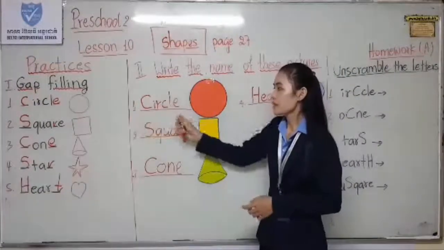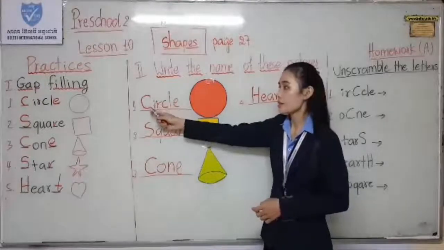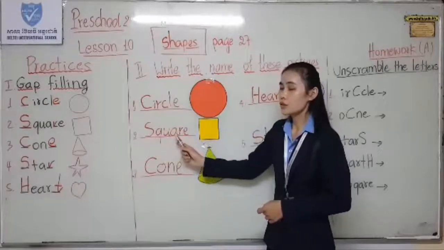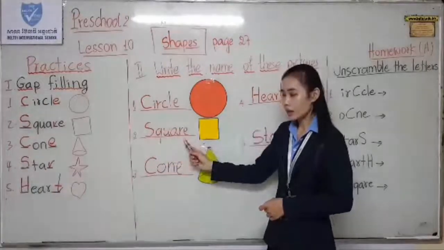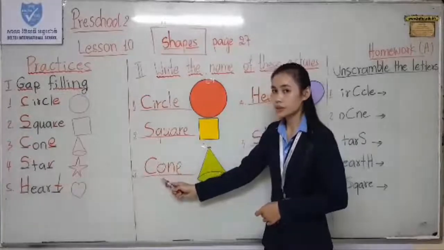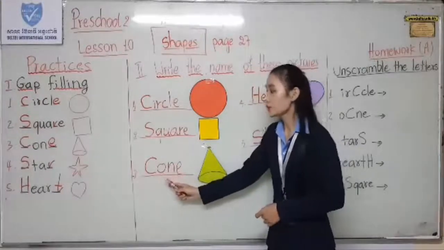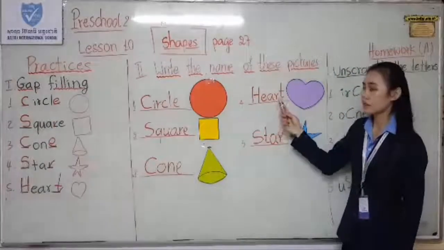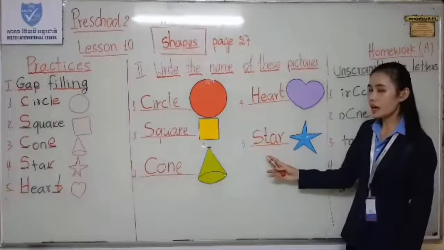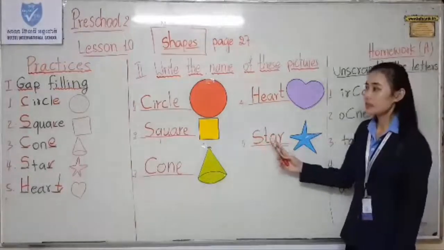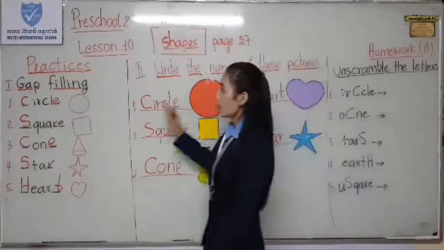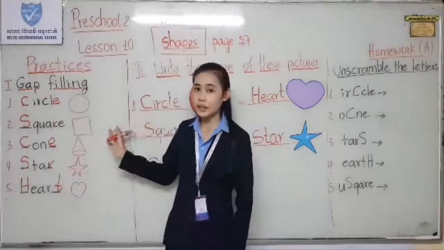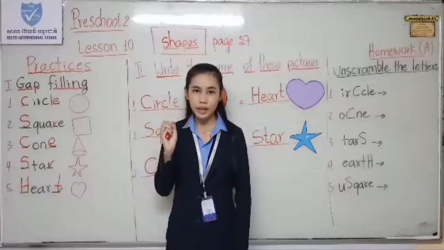The first word is circle. Circle. The second, square. Square. The third, cone. Cone. The fourth, heart. Heart. And the last word is star. Star. So everyone, our practice comes to the end. I hope all of your exercises are correct.